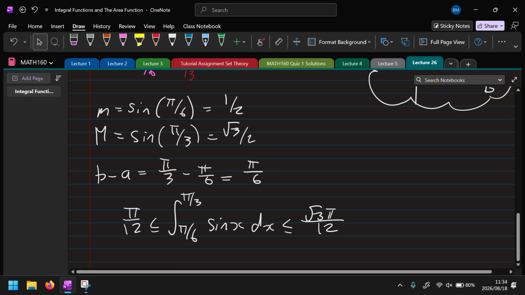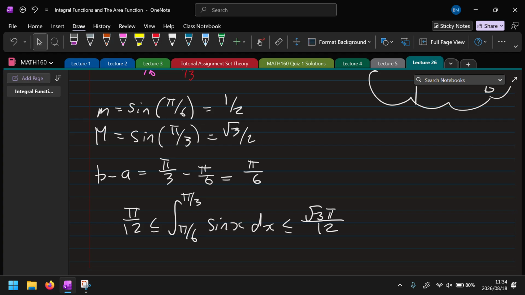Any questions for this homework problem? Okay, I see a lot of people writing it down. You should have already had it written down because it's for homework.